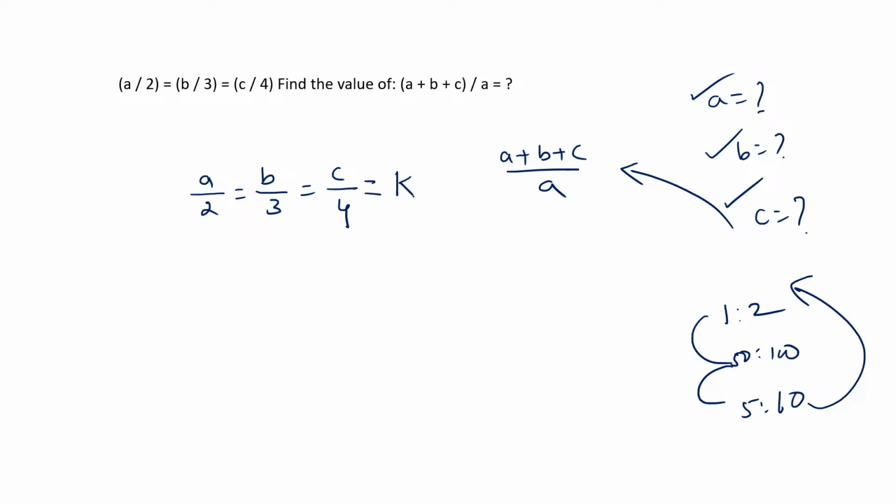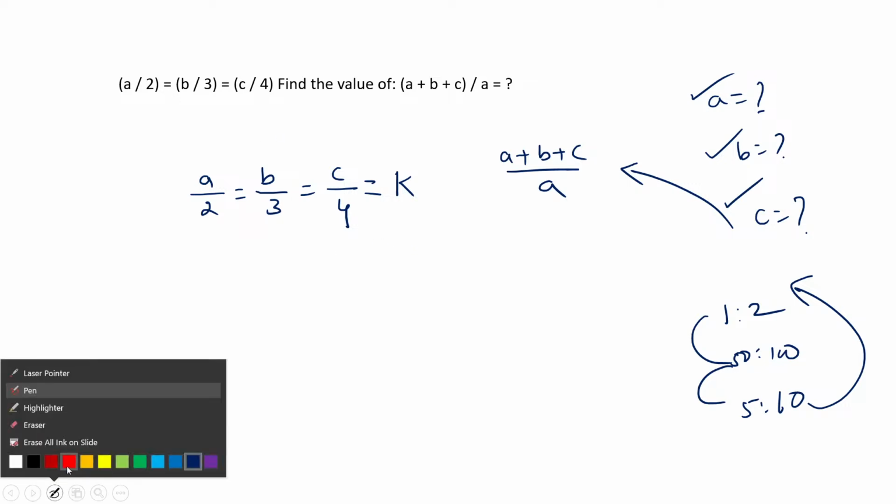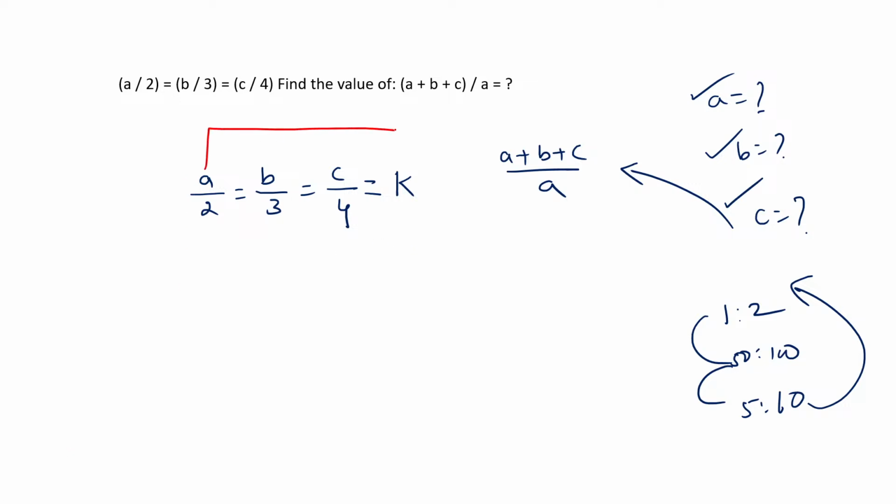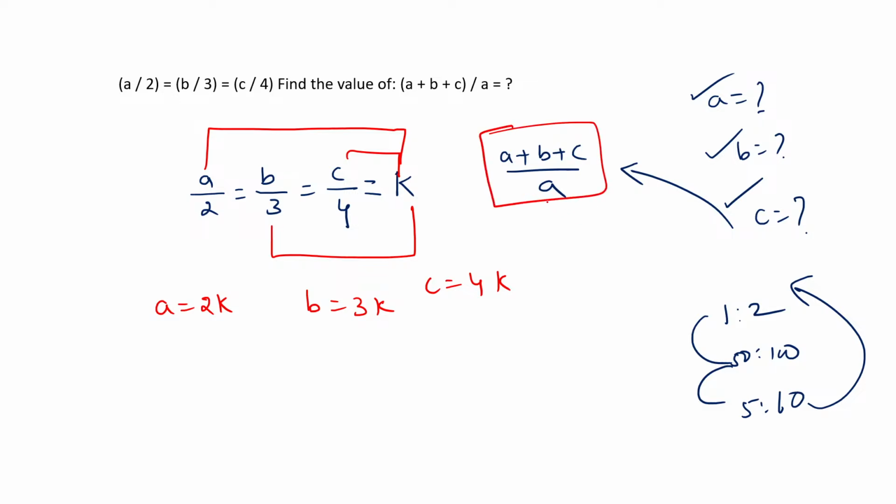Why am I assuming it as k? Because if I take this, I can easily find the values of a, b, c. Assume that a by 2 equals k, then a equals 2k. Then b by 3 equals k, then b equals 3k. Then c by 4 equals k, then c equals 4k. So I know a equals 2k, b equals 3k and c equals 4k. Now I can easily find the value for my equation.